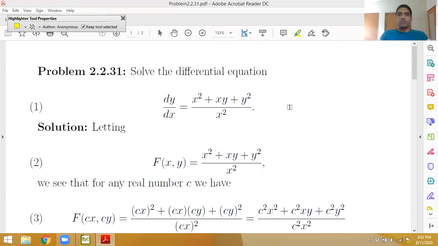Today we're going to do problem 31 from section 2.2 of the 10th edition of Boyce and DiPrima. So this time we just want to find the general solution to the differential equation given in equation 1, which is that dy over dx is equal to x squared plus xy plus y squared, all divided by x squared.